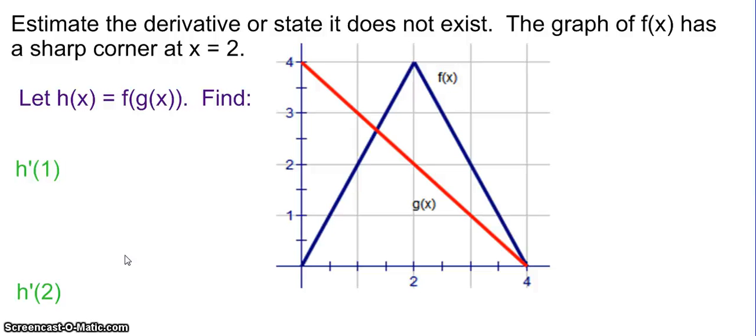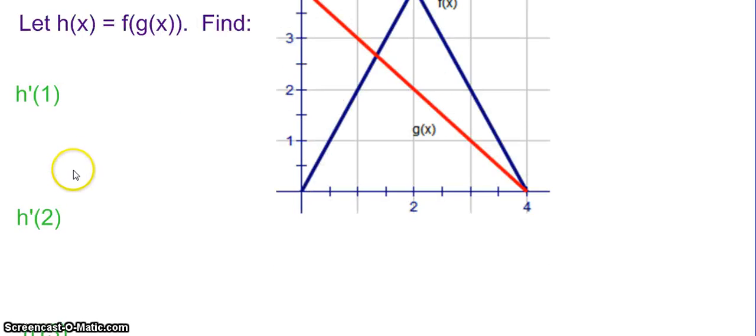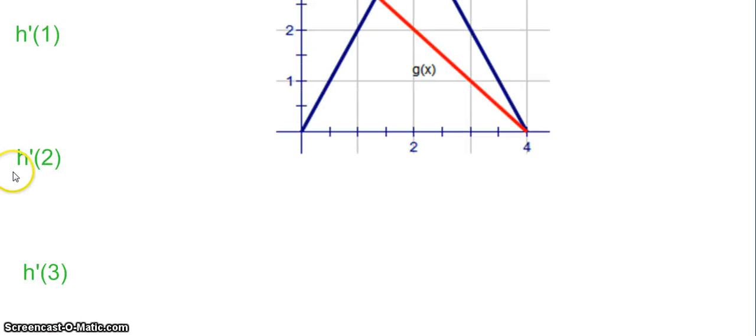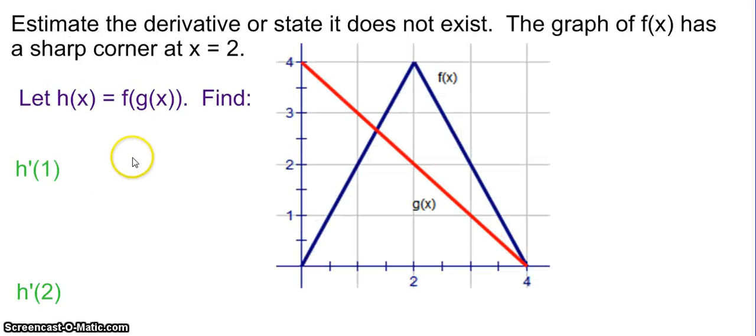Alright, so now we're really going to test your knowledge of understanding the chain rule and derivatives and what they represent. So I want you to estimate the derivative or state that it does not exist of the following things: h prime of 1, h prime of 2, and h prime of 3, given that h of x is f of g of x, and here are the graphs for f of x and g of x.